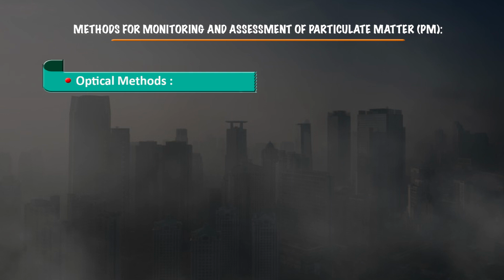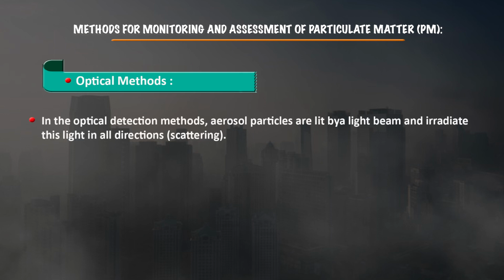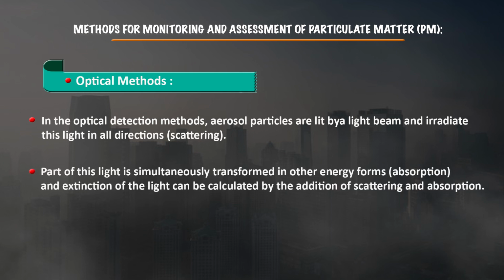The other method, other than the gravimetric method, is the optical method. In optical methods, aerosol particles are lit by a light beam and irradiate this light in all directions, which is the scattering mechanism. Part of this light is simultaneously transformed into other energy forms, which we call the absorption mechanism. The extinction of the light can be calculated by the addition of scattering and absorption.